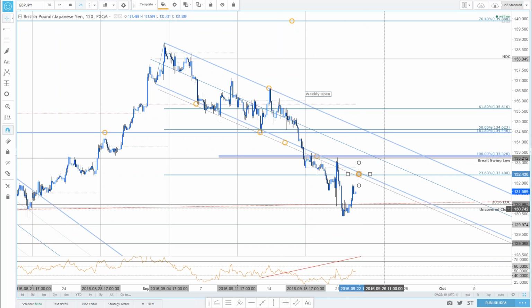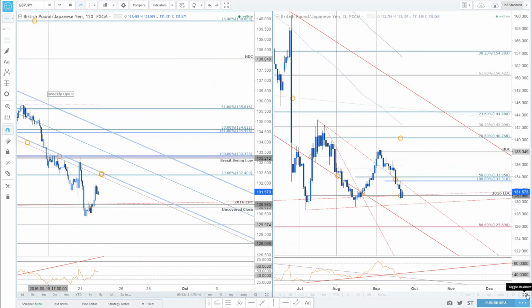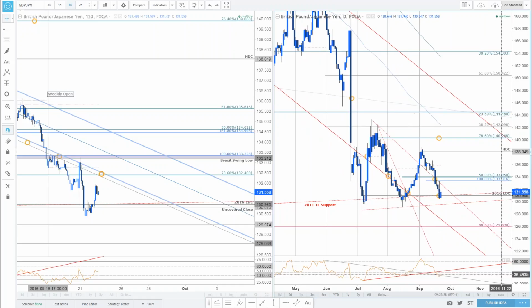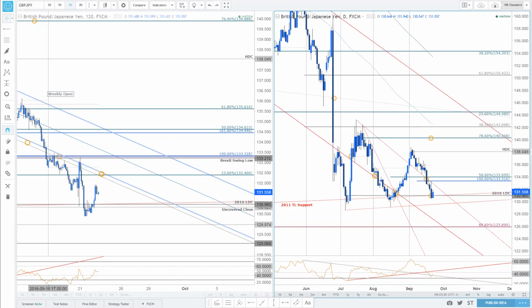So that's sort of my game plan here for pound yen moving forward. This is a big old outside day. It wasn't a reversal day, but it was a big old outside day that took us into key support. Momentum, I don't know. That looked like a break to me yesterday. It looks like it might be recovering here today. So I have my doubts.